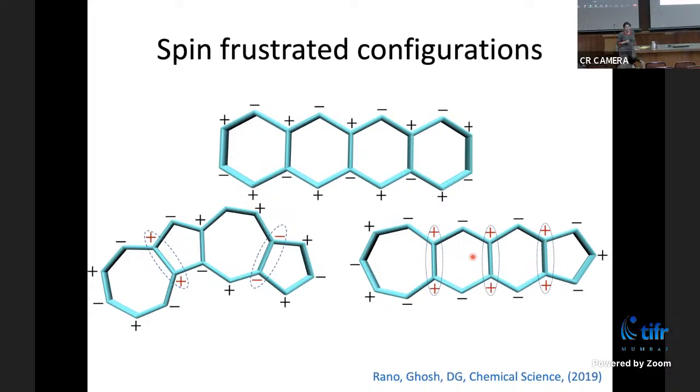If you remember my undergrad chemistry, there was some concept of alternant. Okay, you have to explain to me the concept, then I can probably answer. We could talk about it. Okay. Sorry. I'm sorry.